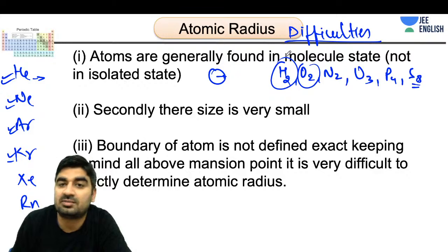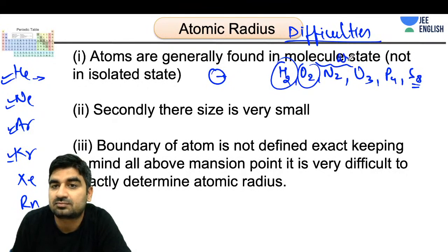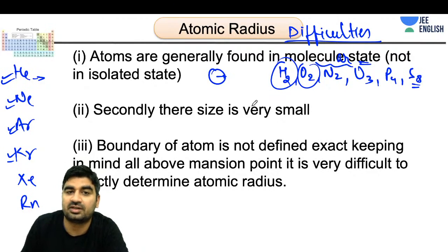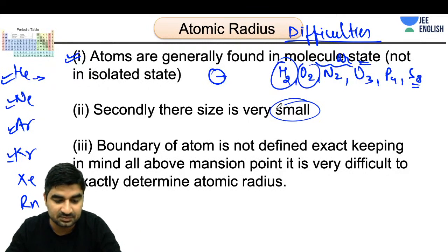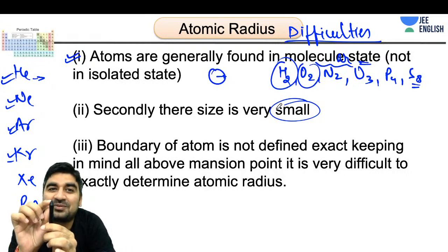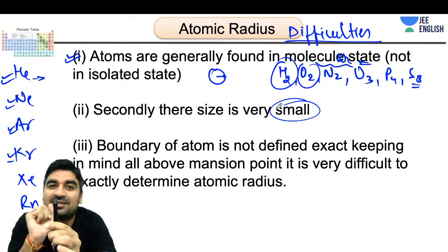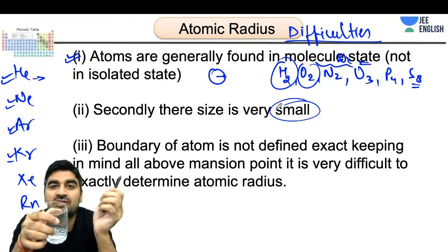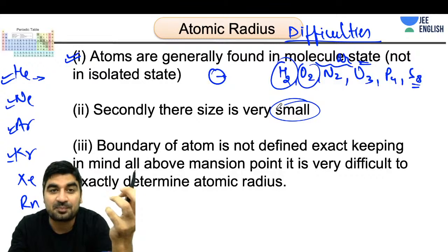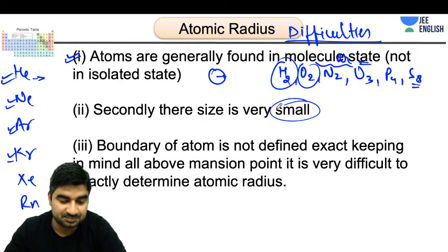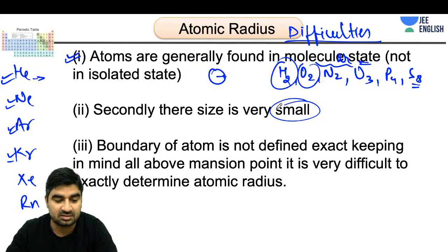So the first problem is that atoms are generally found in molecular state, not in isolated state. So how do we measure the atomic radius? Then the second point: the size of atoms is very small. Suppose I ask you to measure the diameter of this tip, it will be difficult. Rather, if I ask you to measure the radius of the mouth of this glass, you can easily measure that. So as things get smaller, it becomes difficult to measure their size.